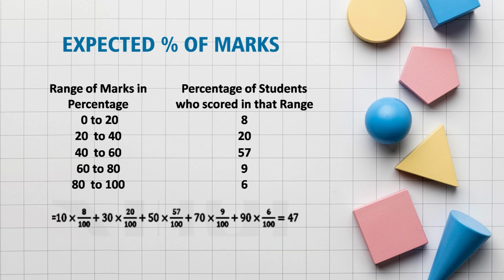So it basically is referring to 47 marks, right? So this 47 marks basically represents the value between 40 to 60, right? And that is where the 57% students scored. And the average, or expected value, of percentage of marks turns out to be 47% marks for a student. Okay, so this was the concept which we had discussed about the expectation.